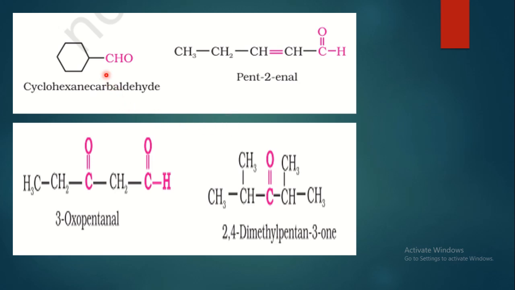Next question. This is your cyclic structure, have a look. 1, 2, 3, 4, 5, 6. This is your cyclohexane, and since an aldehyde group is there, carbaldehyde. Clear? So these are all 11th class concepts, but still they are there for the naming parts in class 12th.